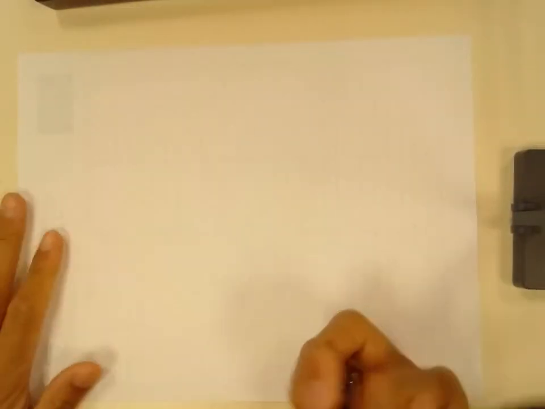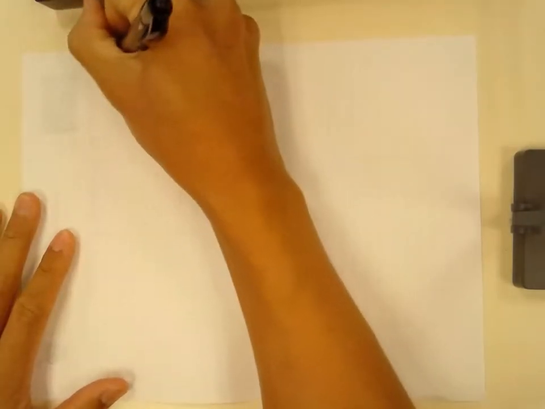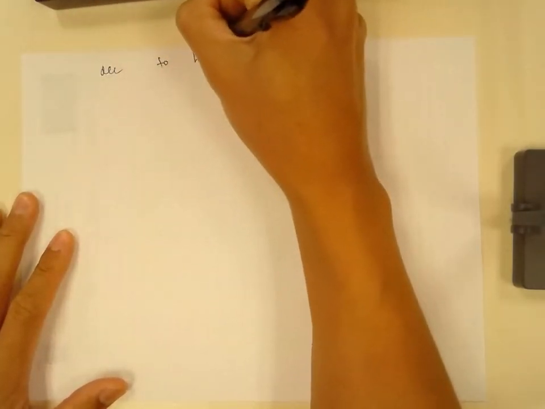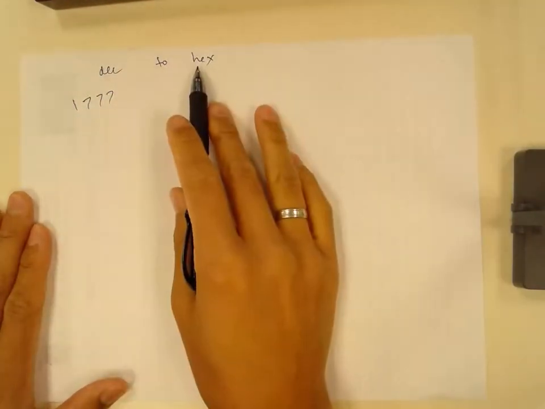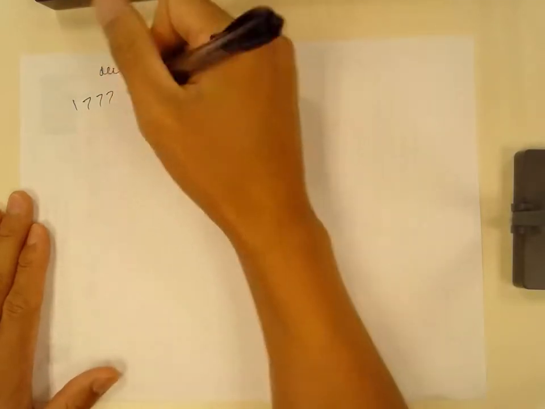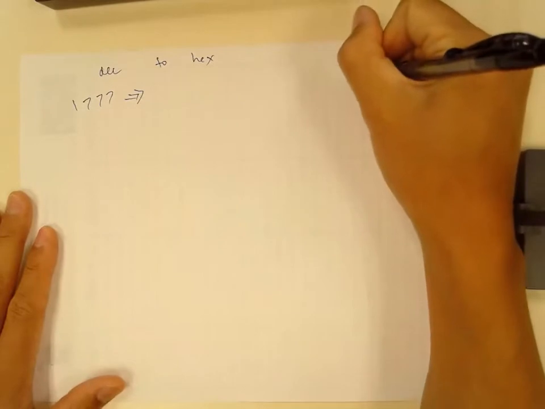Alright, so there is a cool little trick that we can do to convert decimal numbers into hexadecimal numbers more easily. So let's say decimal to hex. Let's take a number like 1777 in decimal. I want to convert that to hex, right? What you want to do is convert it first to binary.